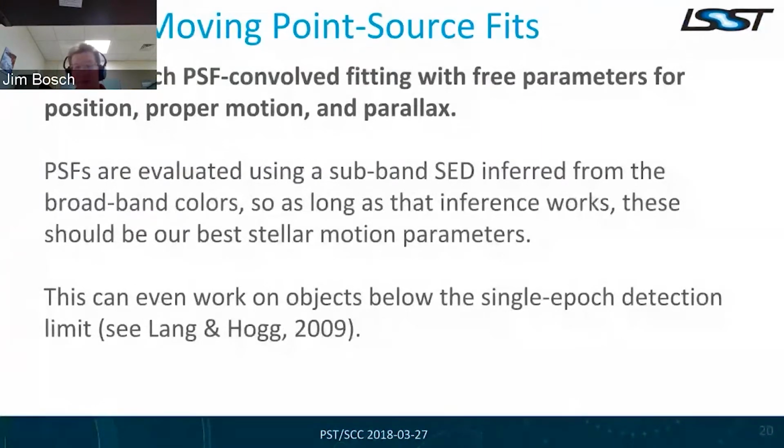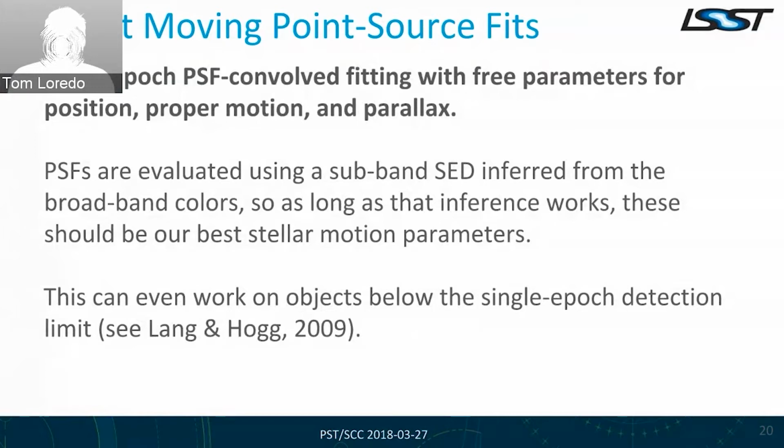There's been some demonstration of this kind of effort before, Lang and Hogg 2009, and the real advantage of using this approach rather than just fitting the sources is that it gives you better signal to noise, even to the point where this should work on objects below the single epoch detection threshold. Even if we have to look at the coadds to detect these objects, we should be able to say something about their motion, given all the input images we have. It may not be very well constrained, but we'll be able to say something.